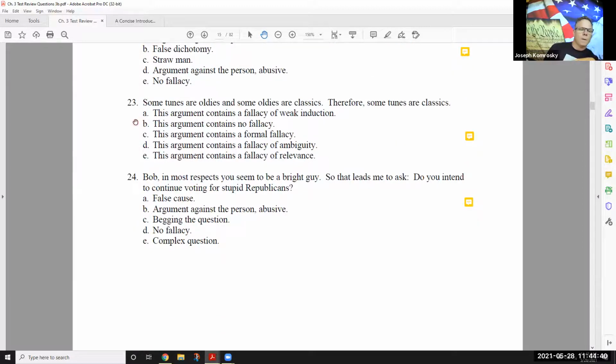23. Some tunes are oldies and some oldies are classics. Therefore, some tunes are classics. Some tunes are oldies, like the bouncing ball. Some oldies are classics. Therefore, some tunes are classics. That seems pretty straightforward. But it says this argument contains a formal fallacy. Some tunes are oldies. Some oldies are classics. Therefore, some tunes are classics.